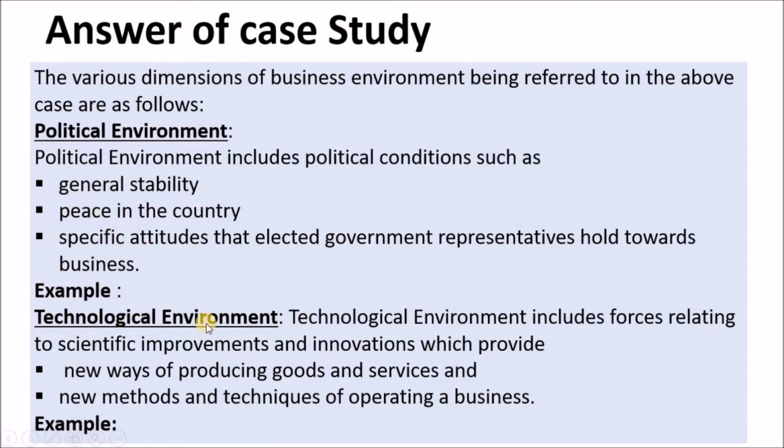So the same you can do for technological environment also. Technological environment includes forces related to scientific improvement and innovations which provide new ways of producing goods and services and new methods and techniques of operating a business, and then you should support it with some example. So whenever you get these types of questions where you have to identify the environment, first write the things which are included in that environment, write 3-4 points, and then you must support it with some example. You can write 1 or 2 examples based on the weightage of the question. So this is the way you have to answer the case study.